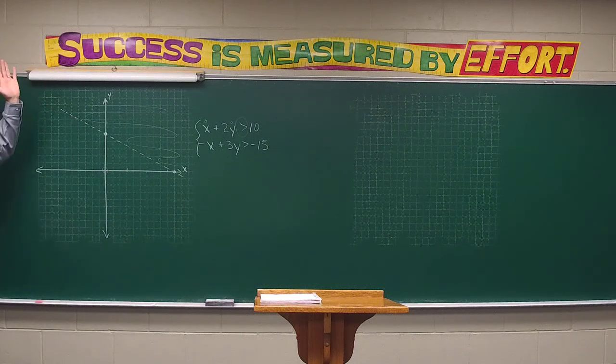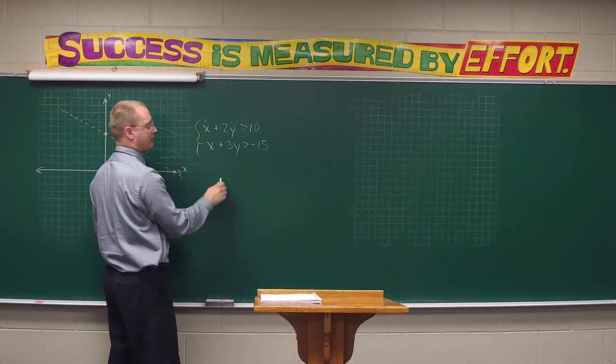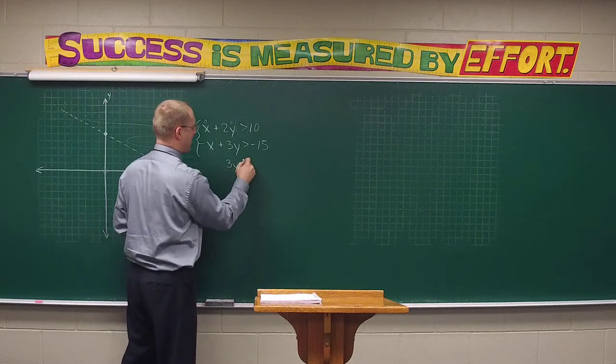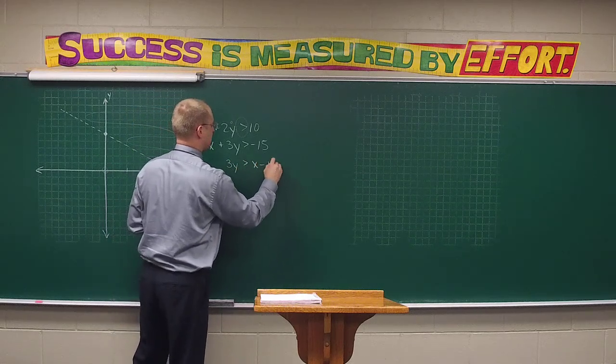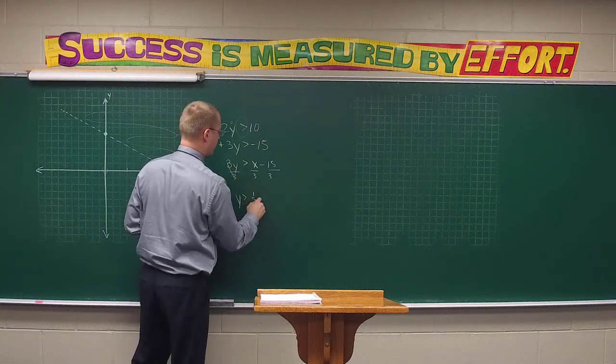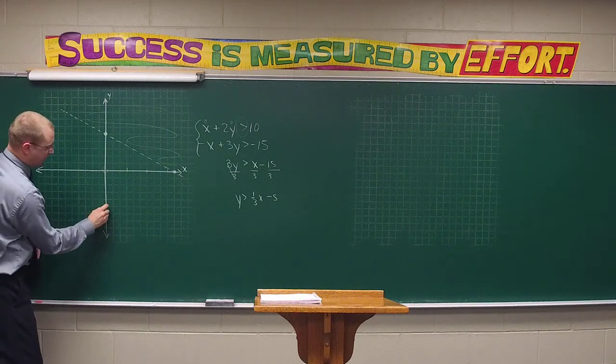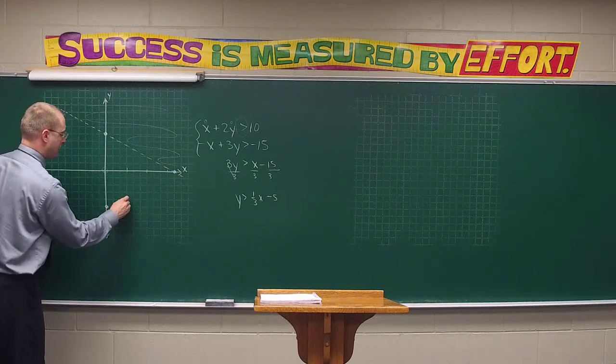How many had that on number 2 for your first one? Then for the second part here, I am going to go slope-intercept form because I don't want an intercept of 15. And so we'll say 3y is greater than x minus 15. Divide everything by the 3. Y is greater than a third x minus 5. That's going to be a lot easier. We'll do the negative 5. We'll rise 1, run 3.